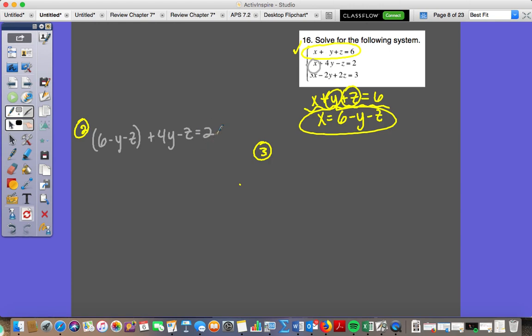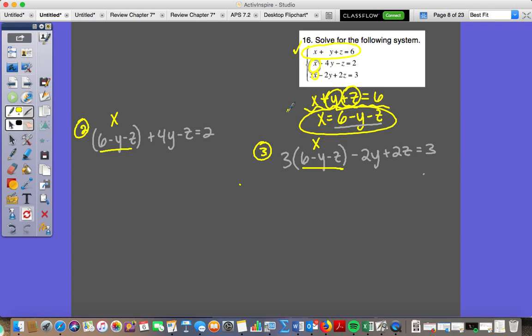That's left over. And then on equation 3, we've got 3 times x, which would be 6 minus y minus z. And then I put in minus 2y plus 2z equals 3. So the part that I substituted in for x, this was x, but now I've plugged in here and here for the second and the third equation. So now let's simplify by adding like terms together.